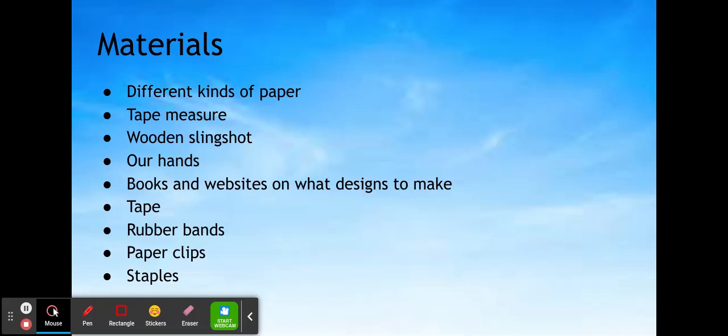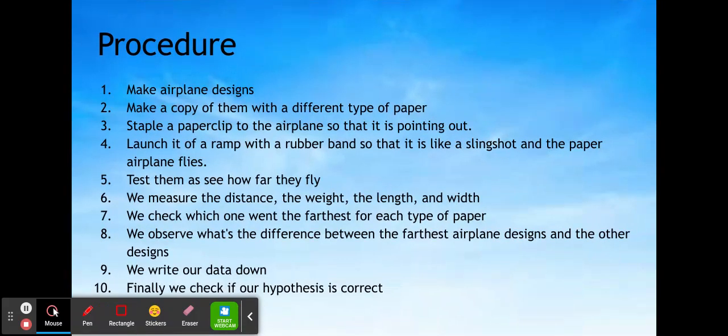The materials we used were different kinds of paper, a tape measure, wooden slingshot, our hands, books and websites on what designs to make, some tape, rubber bands, paper clips, and staples. And these are the steps of how we did it. And there are 10 in total.